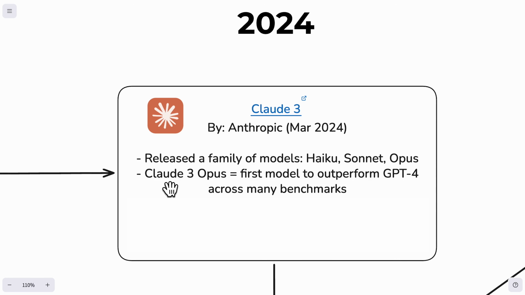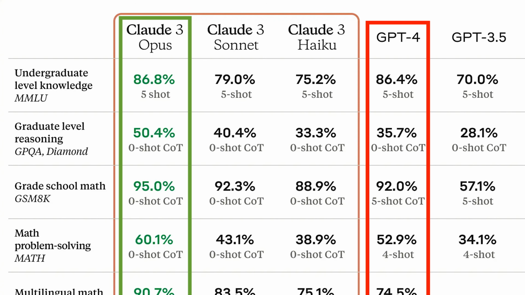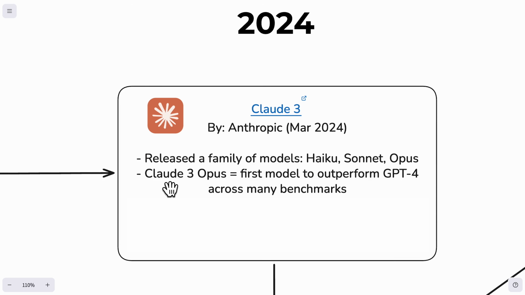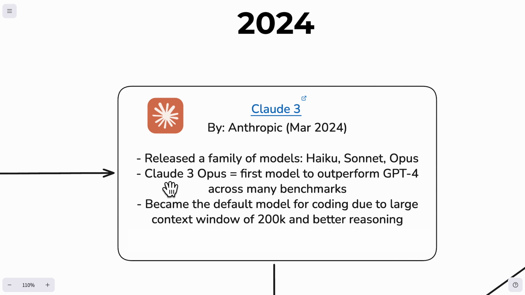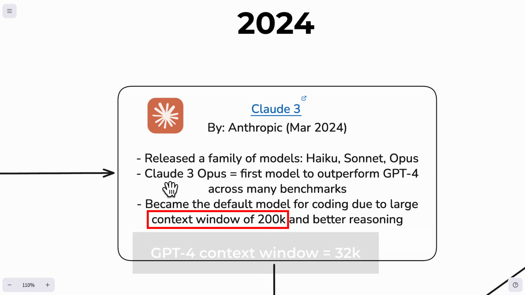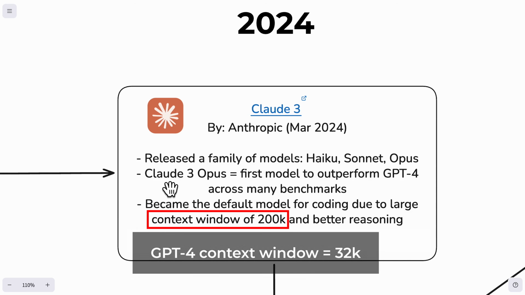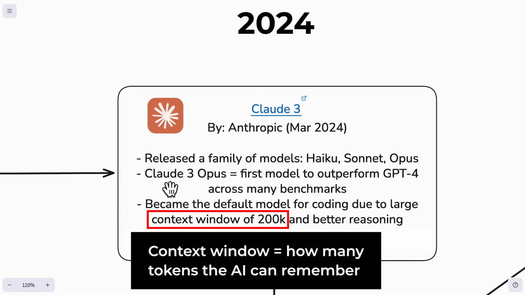And Claude 3 Opus was the first model to outperform GPT-4 across many benchmarks. Claude 3 was also really good at coding, and it became the default model for coding. One of the reasons was that it had a context window of 200,000 tokens, compared to GPT-4's context window of 32,000 tokens. A context window means how many tokens the AI can remember.